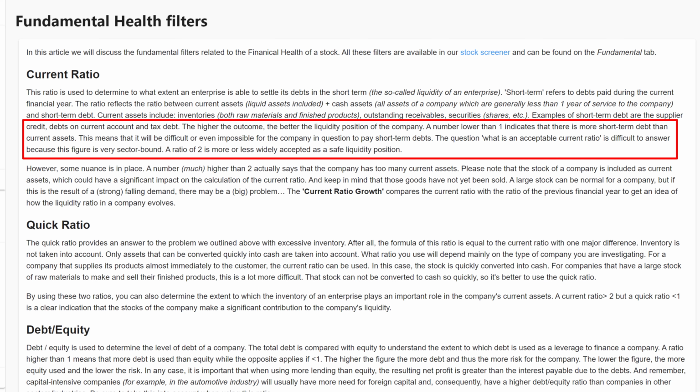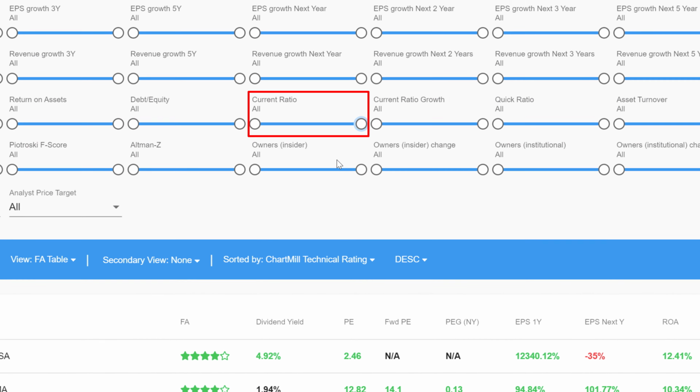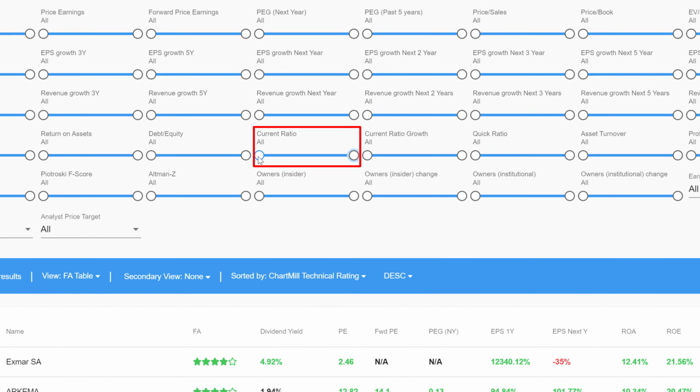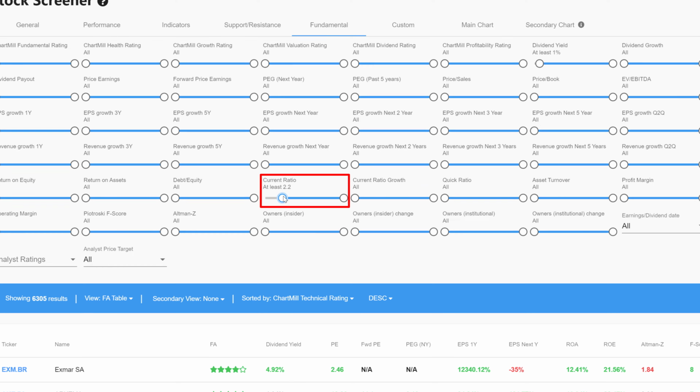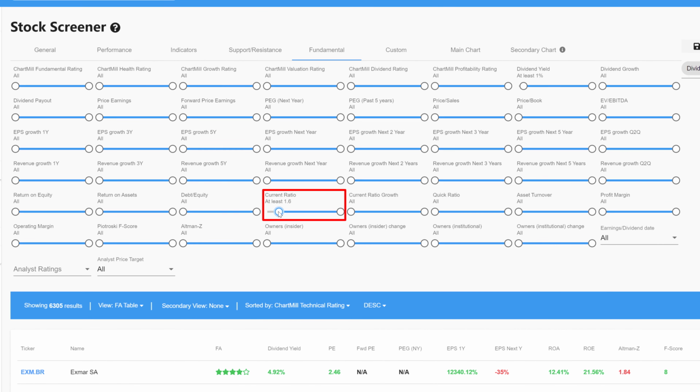A current ratio above 1.5 is considered healthy, and often a current ratio of 2 is advised for value investors. But as we already mentioned in the intro, we want to obtain a first broad basic list with the filters. So as a basic filter, I use a current ratio of more than 1.6.